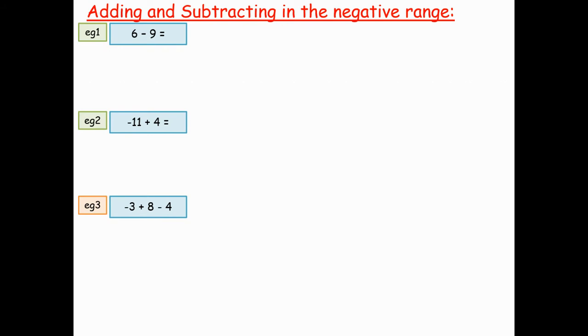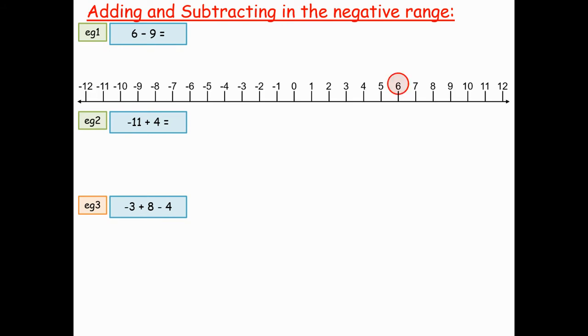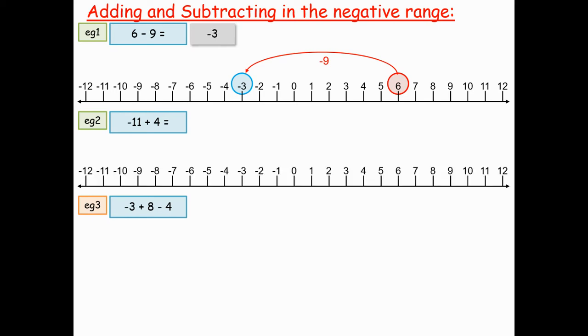So let's use a number range, for example. I'm at 6 and I'm subtracting 9. So I'm going to go 9 steps to the left, okay? When I subtract 9, I'm going to go 9 steps to the left and I'm going to get minus 3 as my answer. If I'd done 6 plus 9, then I'm going to go 9 steps to the right, and I would be getting 15.